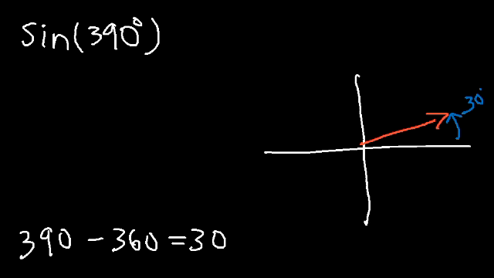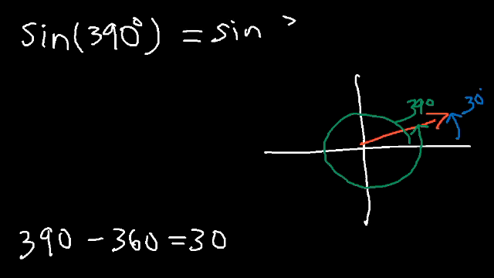Now, if you want to figure out what 390 is, this is 90, 180, 270, 360, 390. So 390 and 30, they land at the exact same position. So even though they're different angles, because they land at the same point, they are known as coterminal angles. So sine 390 has the same value as sine 30 because they land in the same quadrant on the same position.